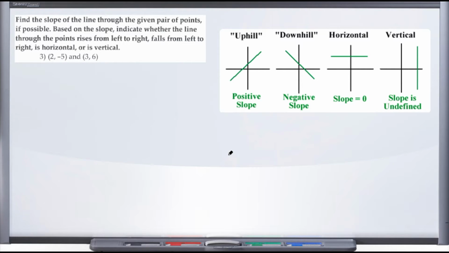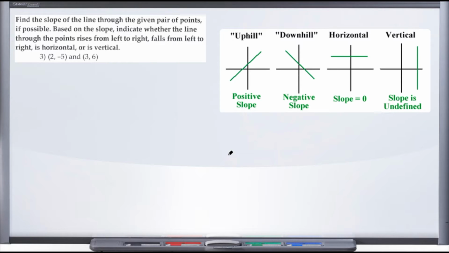Alright, so taking a look at number 3, the directions are: find the slope of the line through the given pair of points, if possible. Based on the slope, indicate whether the line through the points rises from left to right, falls from left to right, is horizontal, or is vertical.